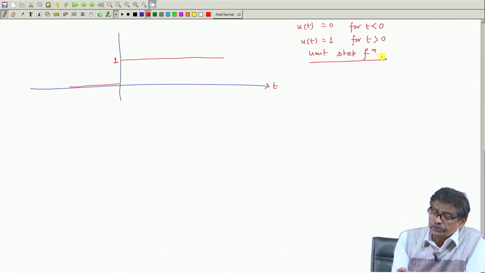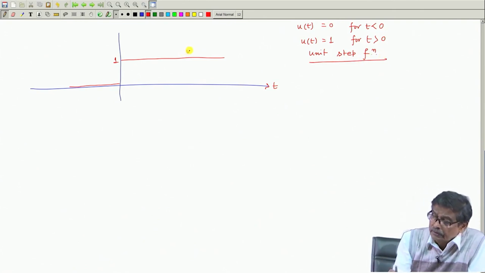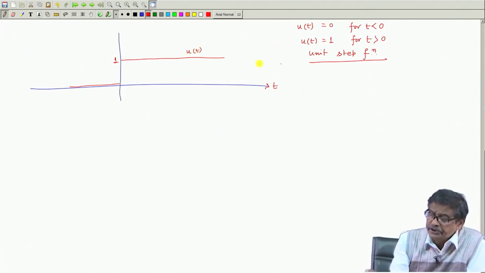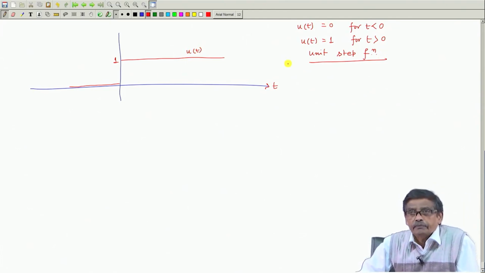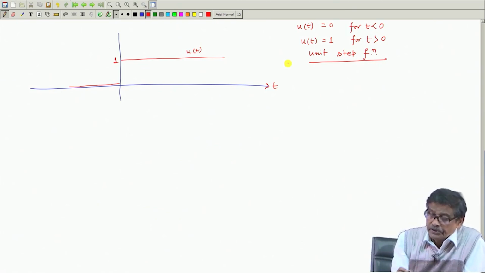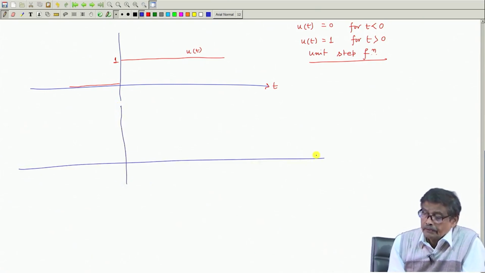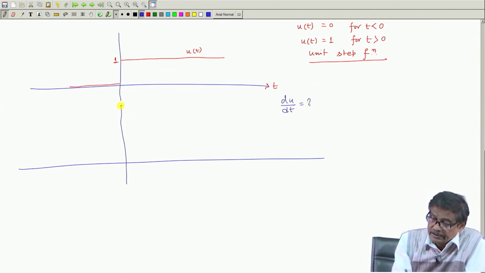Now, if I ask you to differentiate the unit step function, what will be your answer for all time t? So, what will be du/dt? I want to sketch it here, du/dt.